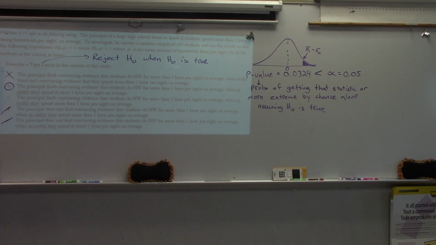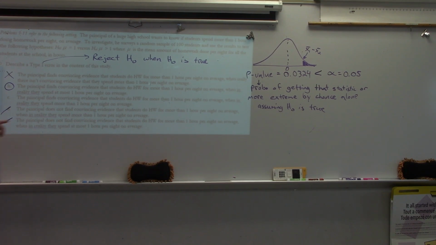So why wouldn't it be A? Because it's not about there isn't convincing evidence. There was convincing evidence, but the null is true. There is convincing evidence, but the reality is at most they spend 1 hour. That's fine. There's always two answers that it could be.